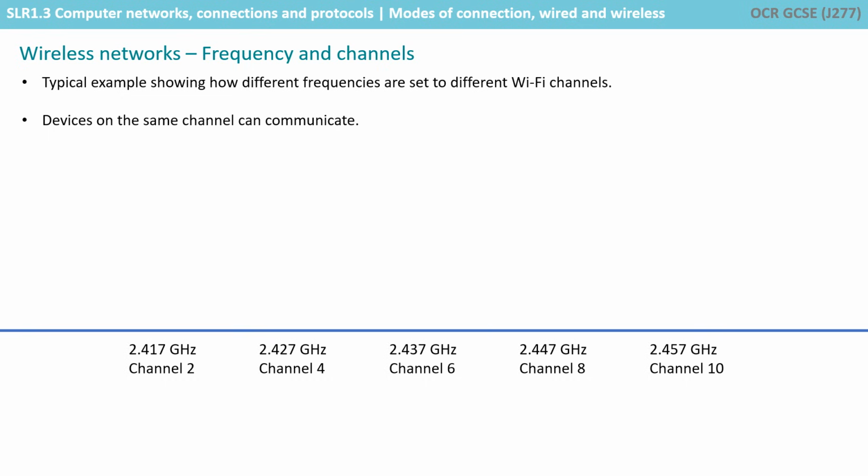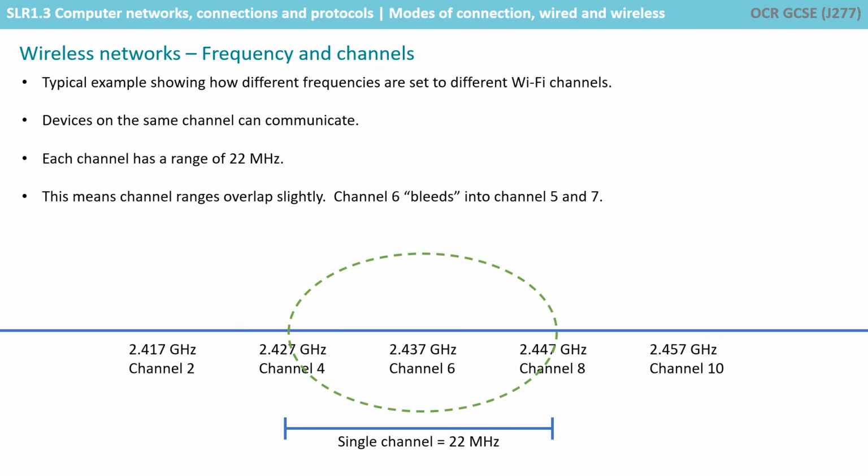The same is true for Wi-Fi networks. Different countries can operate different frequency bands, and here we have a typical illustration where we've got 2.437 GHz being channel 6 on a Wi-Fi network. This means that if your network interface card on your computer is set to channel 6 and your router is also set to channel 6, then the two devices can communicate with each other on channel 6, and indeed with any other devices that are on your local area network, as long as they're also tuned to channel 6.